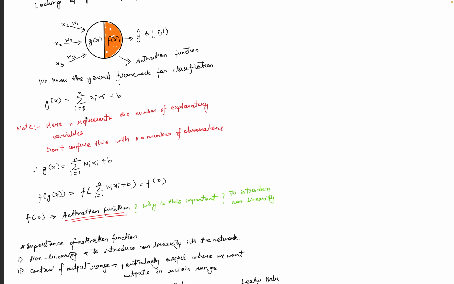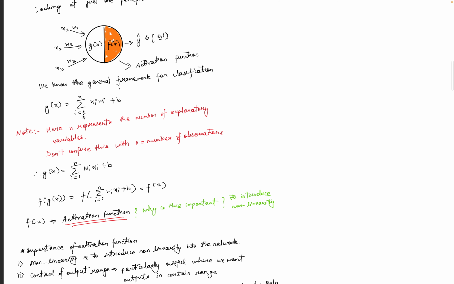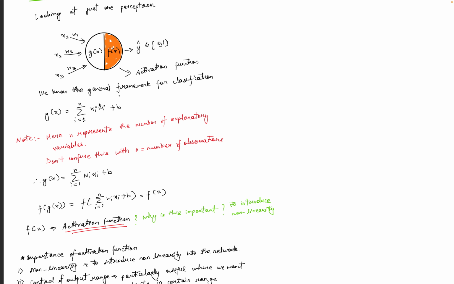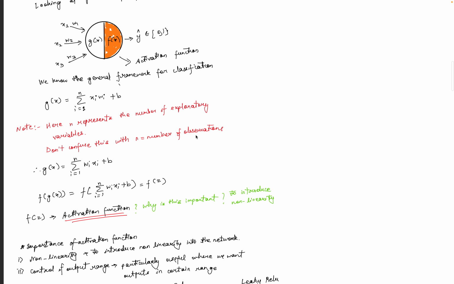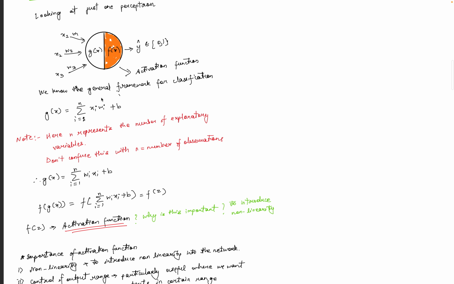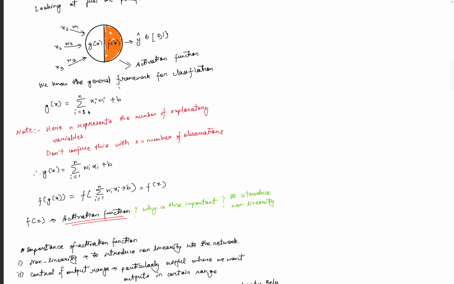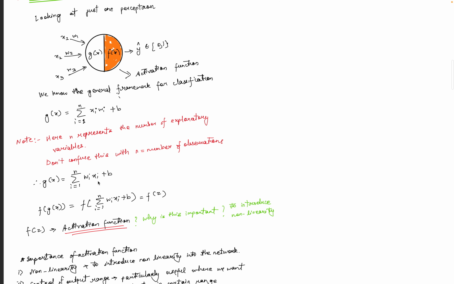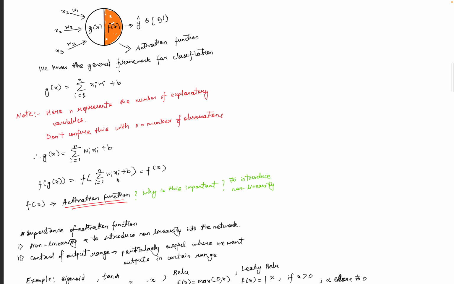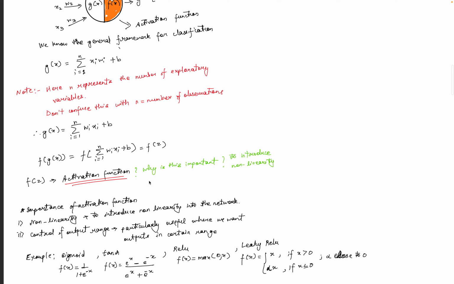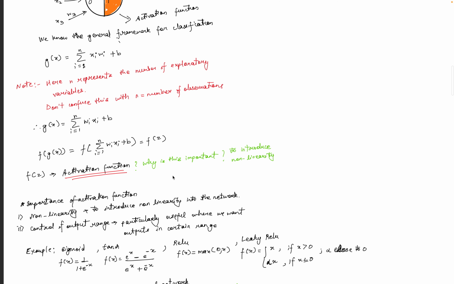Remember one thing here, when I say summation from i equal to 1 till n of xi multiplied by wi, this n refers to the number of features in a data set. Usually we use n for number of observations, but don't get confused. This n here refers to the number of features or number of input parameters. Coming back to this, g of x, as I told you, produces the sum product. Now f of x acts on the output. This f of x or f of z is called the activation function. And why is this important in our study?